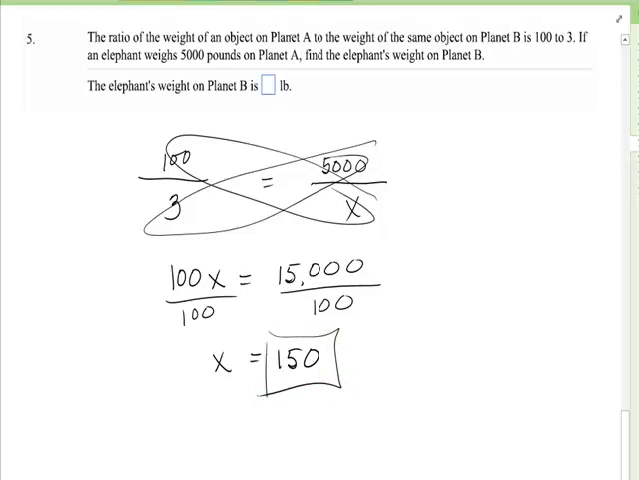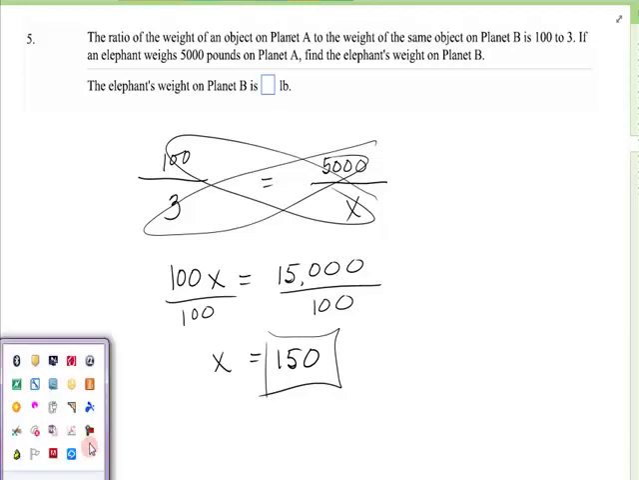In none of these did we have to worry about domain. I kind of kept an eye on it. I didn't say it as often as I should have, but if x is 150, that does not make a denominator equal to 0. So we really ought to always be aware of that. So you've got a few proportion problems to work on as well.